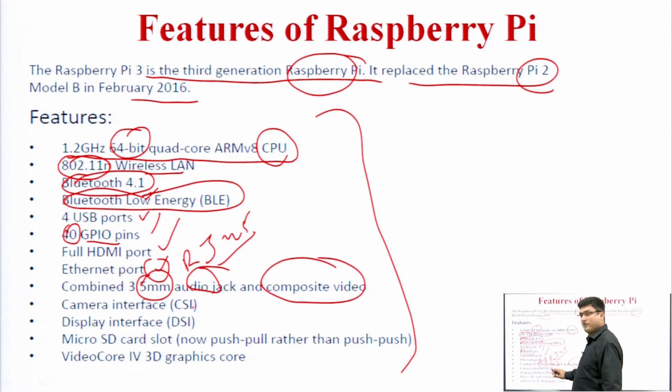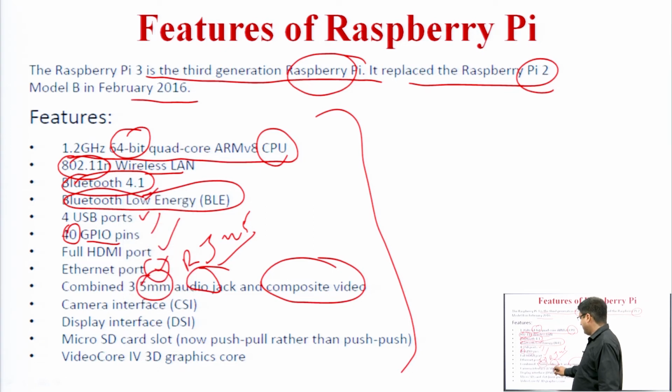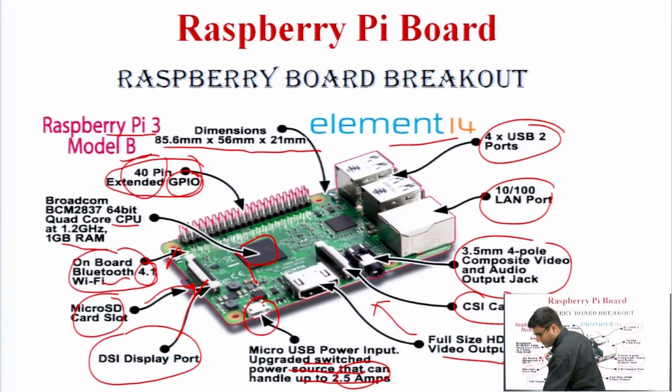It has an audio jack of 3.5 mm, combined with composite video. It has a camera interface unit as well, CSI, and a display interface as well, DSI. It has also a micro SD card slot, as we have seen in this figure. It has all the things: SD card slot, 40 input output pins.